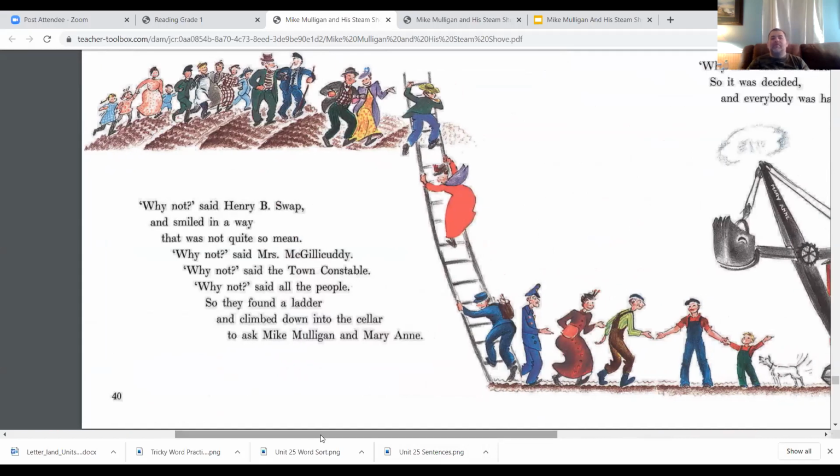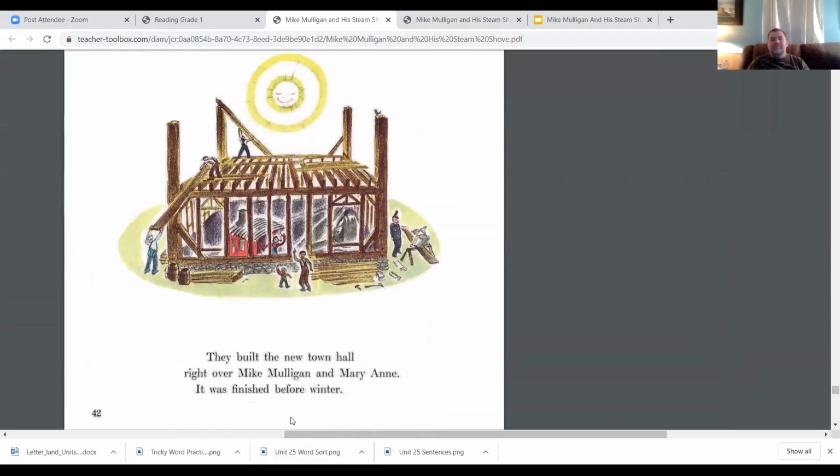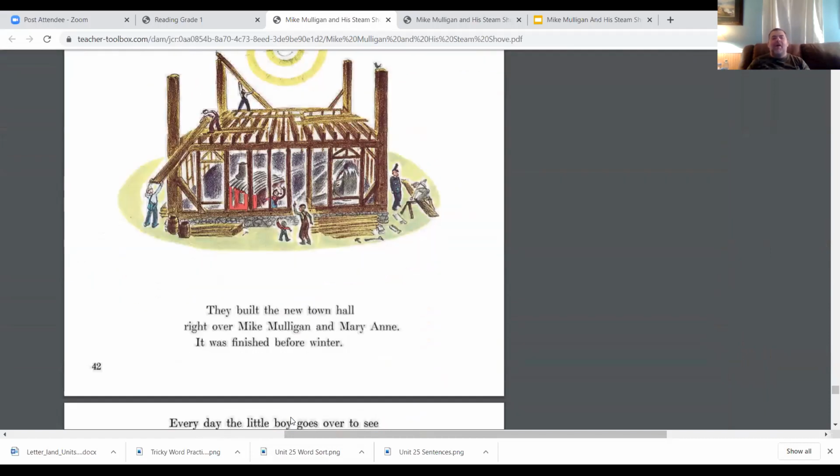"Why not?" said Henry B. Swap, and smiled in a way that was not quite so mean. "Why not?" said Mrs. McGillicuddy. "Why not?" said the town constable. "Why not?" said all the people. So they found a ladder and climbed down into the cellar to ask Mike Mulligan and Mary Ann. "Why not?" said Mike Mulligan. So it was decided, and everybody was happy. They built the new town hall right over Mike Mulligan and Mary Ann. It was finished before winter.